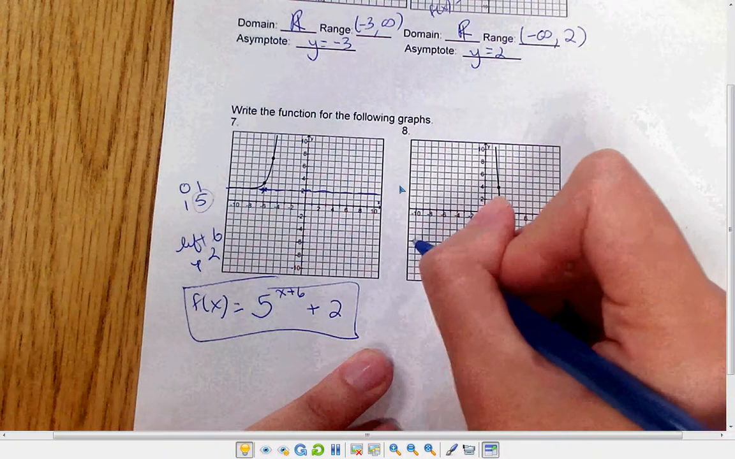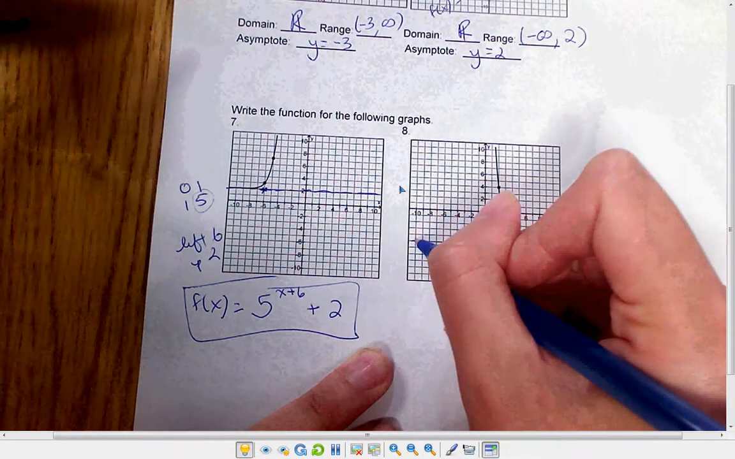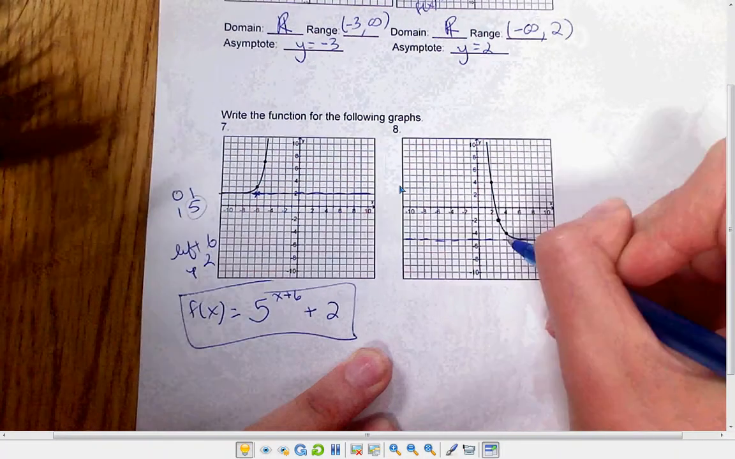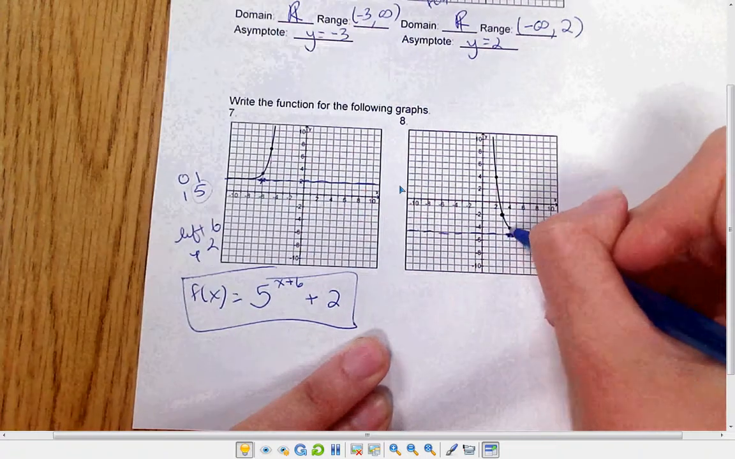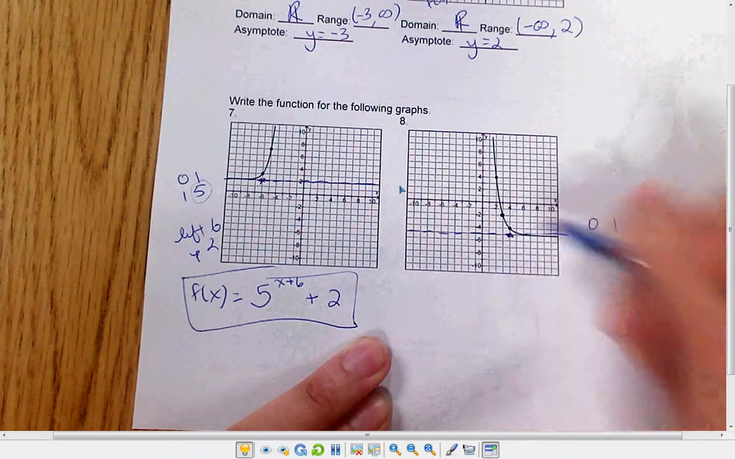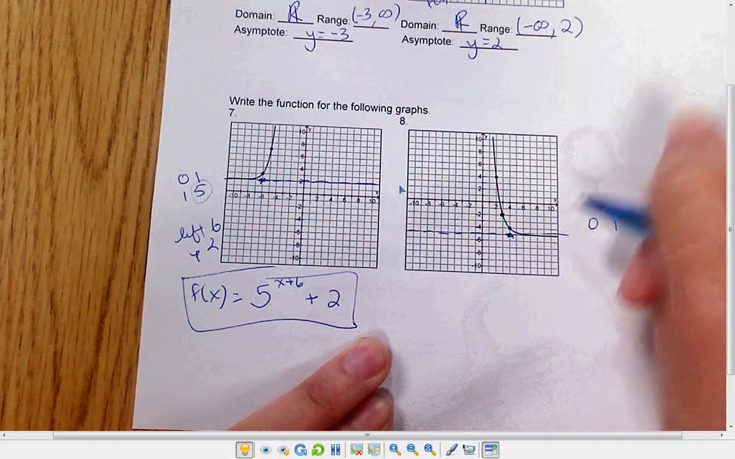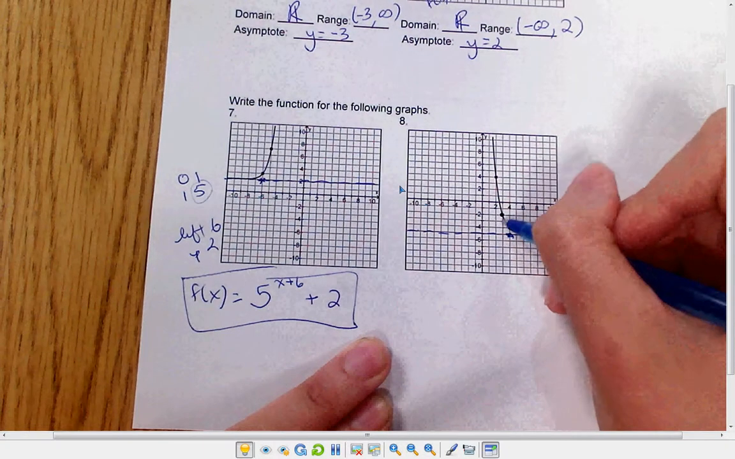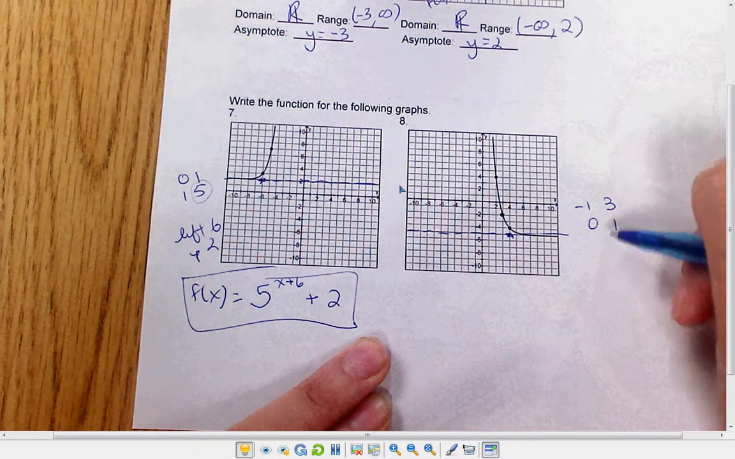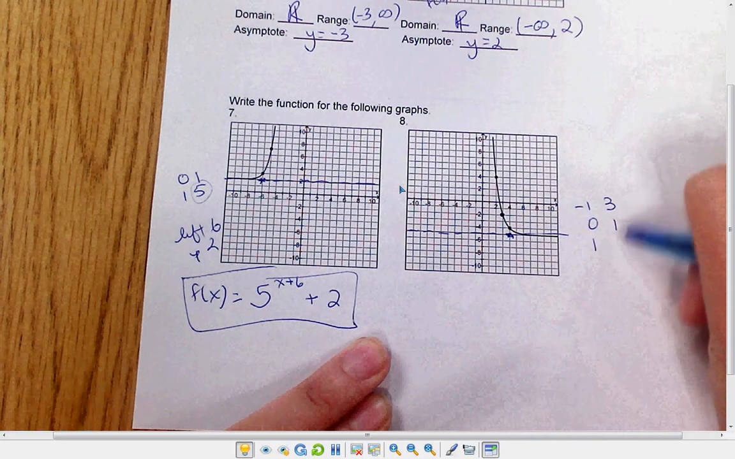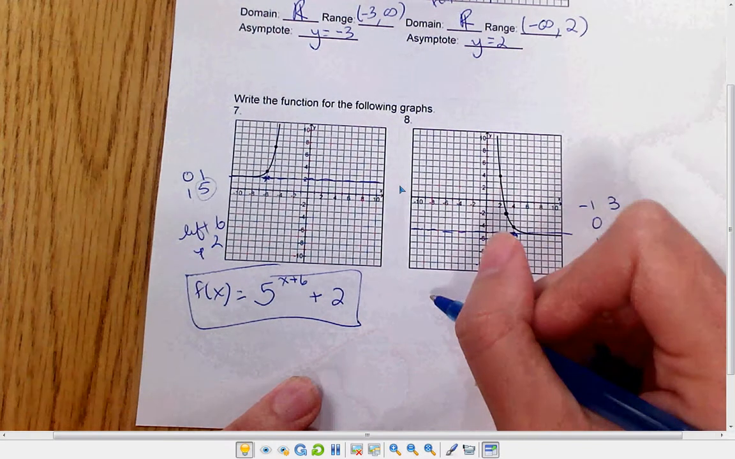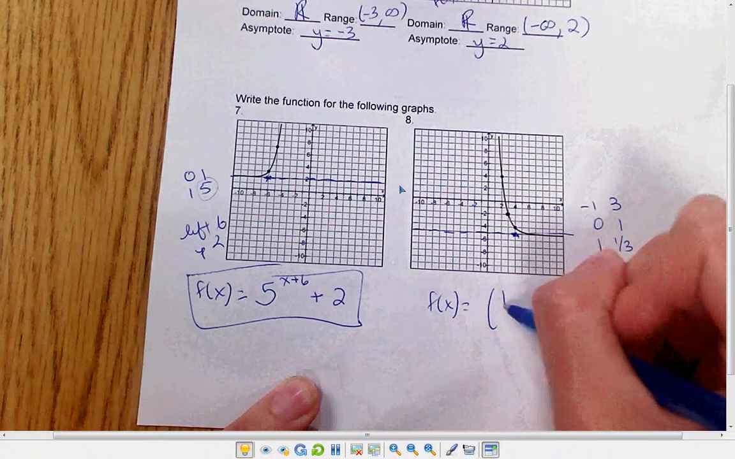Same idea for this one. Let's first start off by drawing my asymptote. And this is really the starting point, because again, this is 0, 1. If this is 0, 1, in this case, this is actually negative 1, 3. If this is negative 1, 3, that means 1 would be 1 over 3. So in this case, my b value is 1/3.